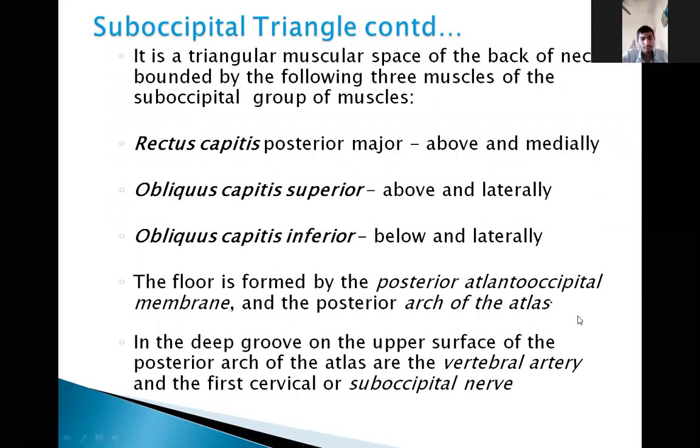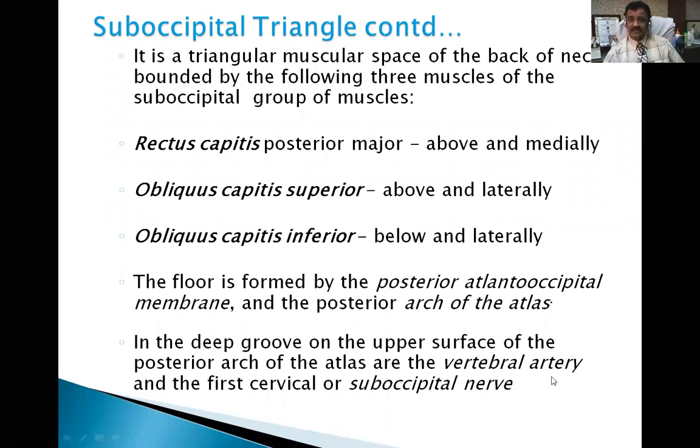The floor is formed by the posterior atlanto-occipital membrane. Between the atlas and occipital bone, there is a membrane. That forms the floor of this triangle, and the posterior arch of the atlas also. In the deep groove on the upper surface of the posterior arch of the atlas are the vertebral artery and the first cervical or suboccipital nerve. So the contents we are talking about: vertebral artery and suboccipital nerve.